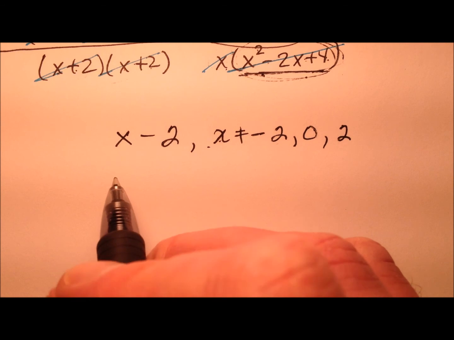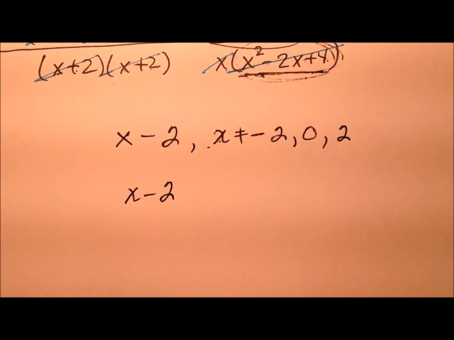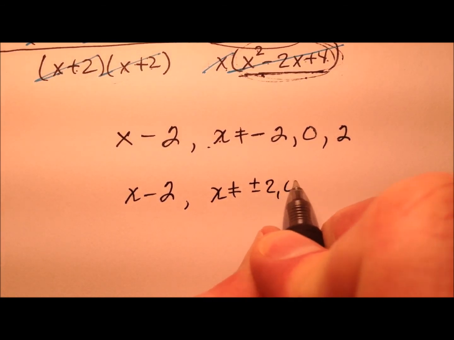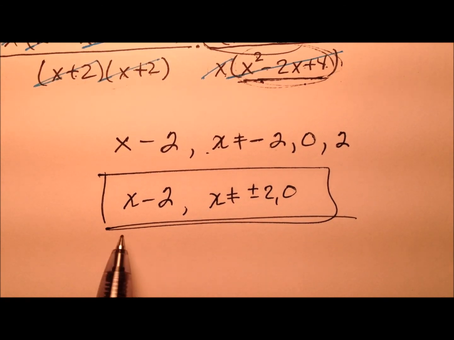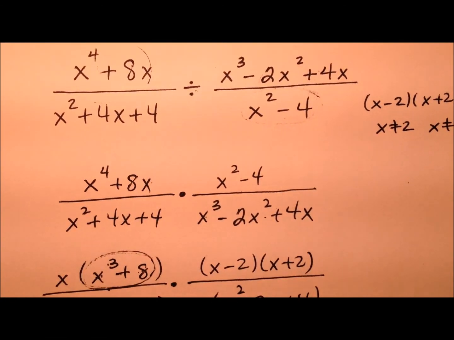So how can I write this a little neater maybe? So the answer is x minus 2. That's the quotient. But we know x cannot equal plus or minus 2 or 0. So right there is the quotient of these two original rational expressions.